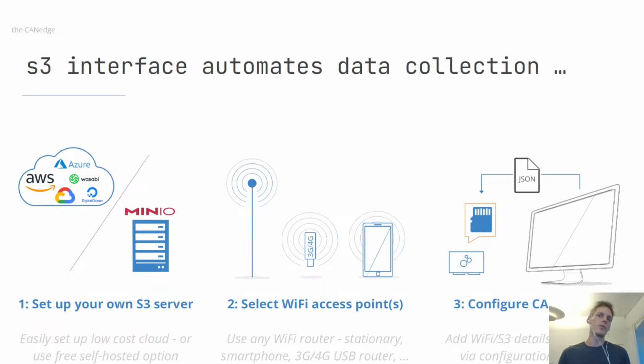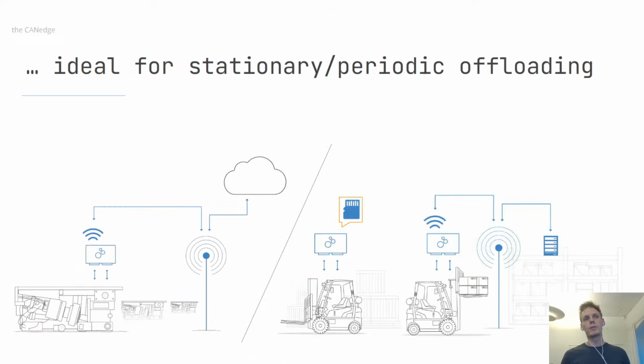Once you have set up your server, then you specify or you select a Wi-Fi access point. The CANedge requires a Wi-Fi router, and it could be a stationary Wi-Fi router, maybe in a building, but it could also be your iPhone or it could be some other mobile access point. You then configure the device with the details on your server and your Wi-Fi access point. And now what will happen is that the device will record the data to the SD card. And if it has connectivity to the Wi-Fi router and the server, it will automatically offload the files that are ready on the SD card to your server. You don't have to do anything. And when a file is successfully uploaded, it is deleted from the SD card.